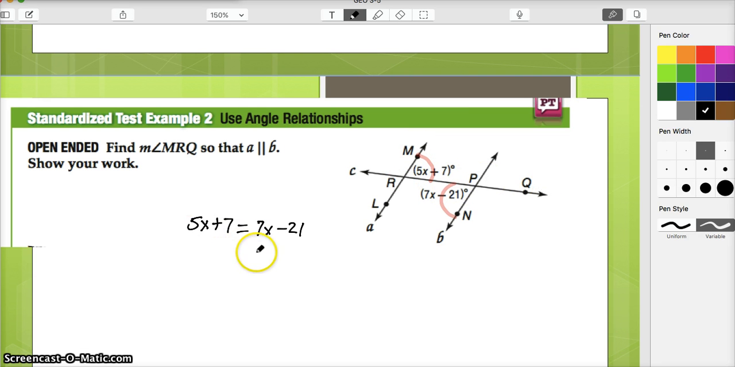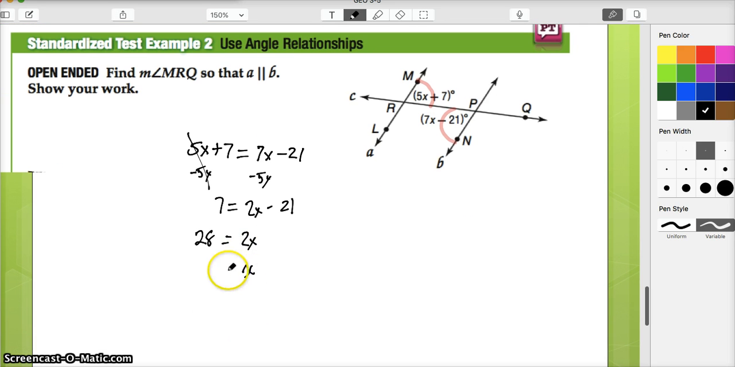Doing this as you guys are very comfortable with, we're going to move the 5x over to both sides. Subtracting it, we're left with 7 is equal to 2x minus 21. Add 21 to both sides, and I get that 2x is equal to 28. Then I divide both sides by 2, and I get that x is equal to 14.